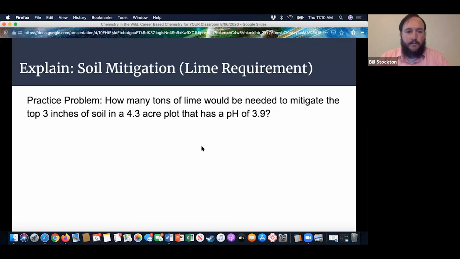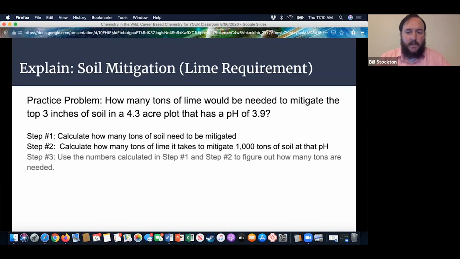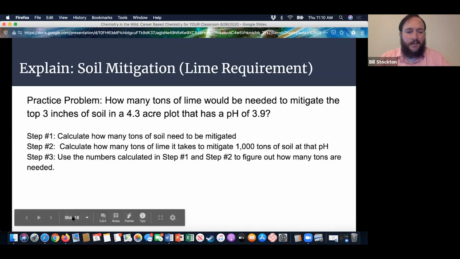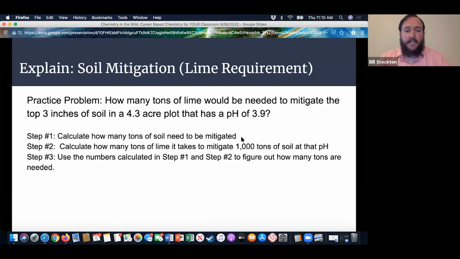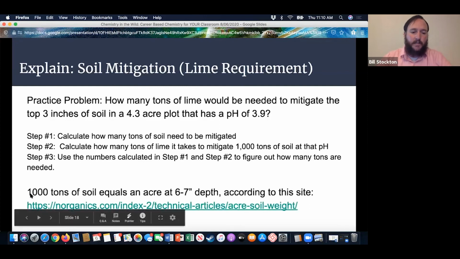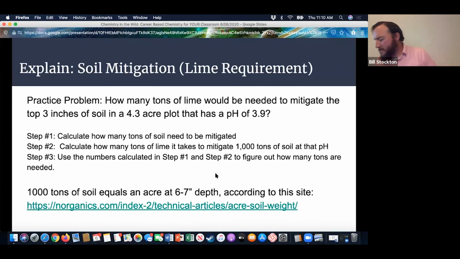So if you've got an equation, you can try it out. Here's the steps I took, and then we can go from there. The first step, you'd want your students to calculate how many tons of soil need to be mitigated. As I mentioned, we have 4.3 acres, 3 inches deep. So how many tons is that? The conversion we're going to use is that 1,000 tons is 1 acre at 6 inches deep. If you get an answer to step 1 and feel like sharing it, just throw it in the chat box. And then I can share mine as well.